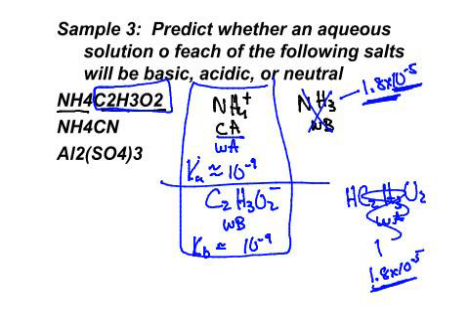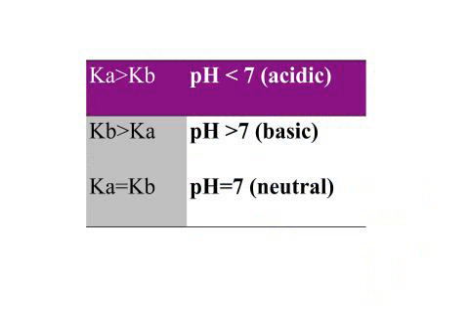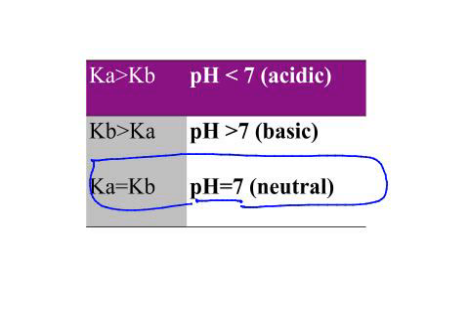So, this brings us to a cool chart, which we have a little bit out of order. If the Ka is equal to the Kb, the pH is 7. So it's neutral. So we have a neutral one here. You'll see we have one of each, I think, in this particular problem set.